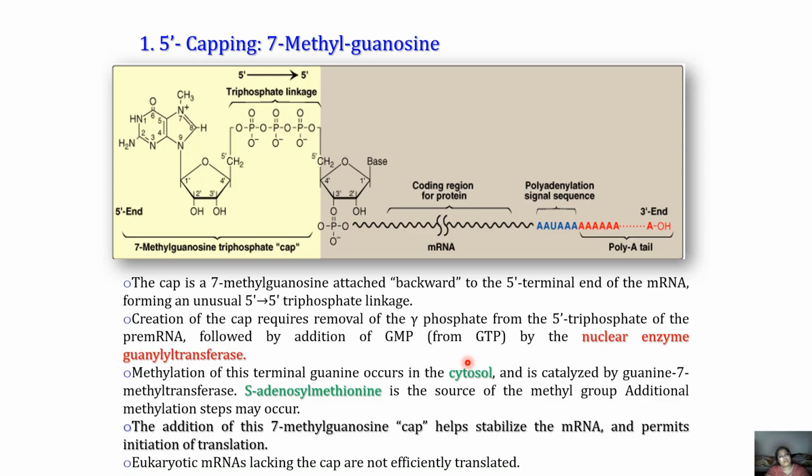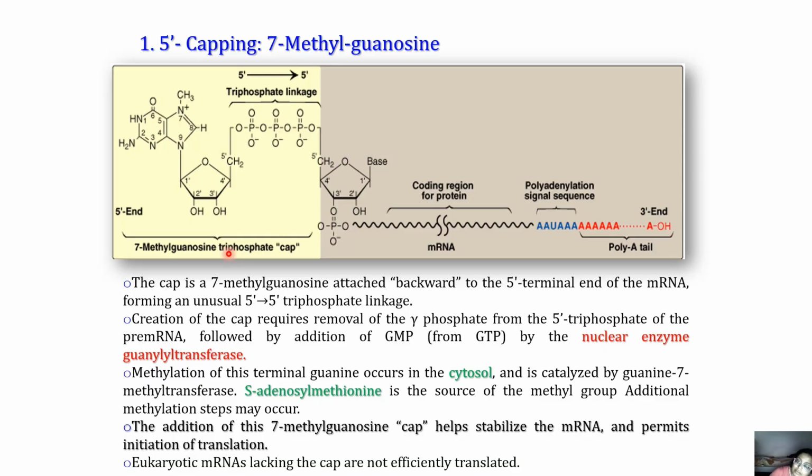The cap is a 7-methylguanosine attached backward to the 5' terminal of the mRNA, forming an unusual 5' to 5' triphosphate linkage. Creation of the cap requires removal of the gamma phosphate from the 5' triphosphate of the pre-mRNA, followed by addition of GMP, guanosine monophosphate, from GTP, guanosine triphosphate, by the nuclear enzyme guanylyl transferase. Methylation of this terminal guanine occurs in the cytosol and is catalyzed by guanine 7-methyltransferase. S-adenosyl methionine is the source of the methyl group; additional methylation may also occur.